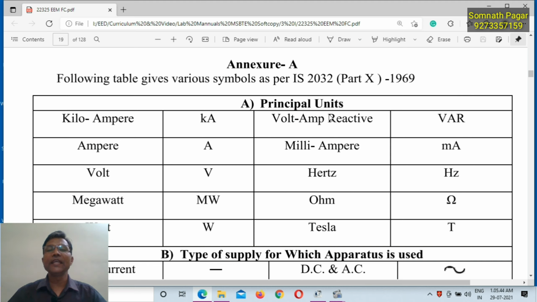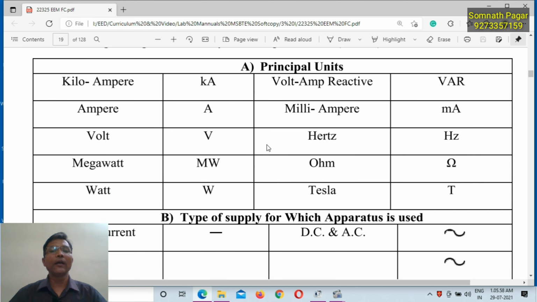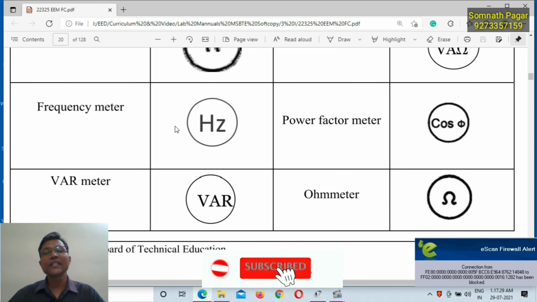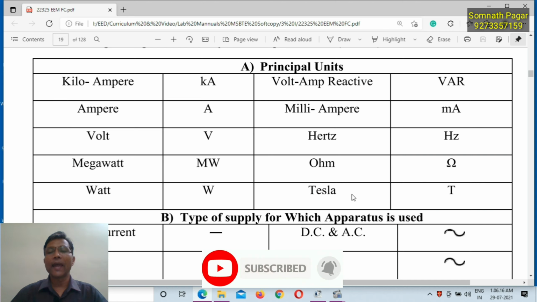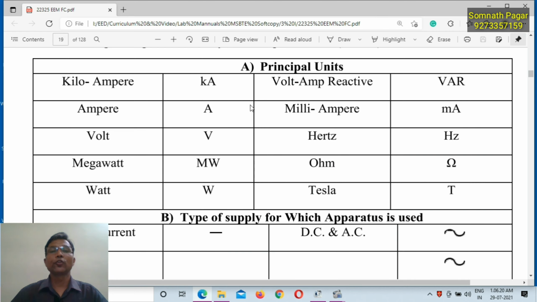Initially, we will see principal units. Kiloampere is shown using kA, volt ampere reactive using VAR, ampere using A, milliampere mA, volt V, hertz Hz, megawatt MW, ohm means resistance is shown using this symbol, watt W and Tesla T. So these are principal units.